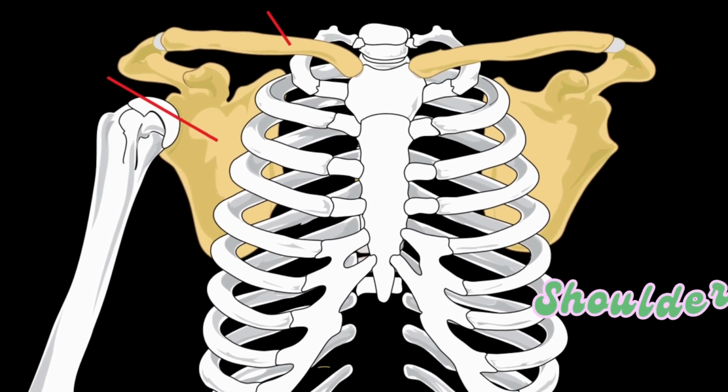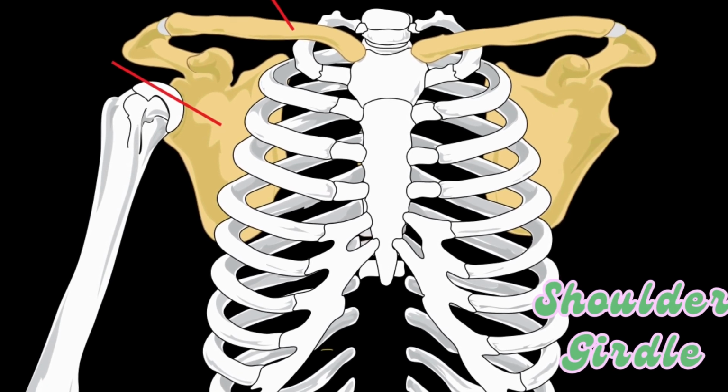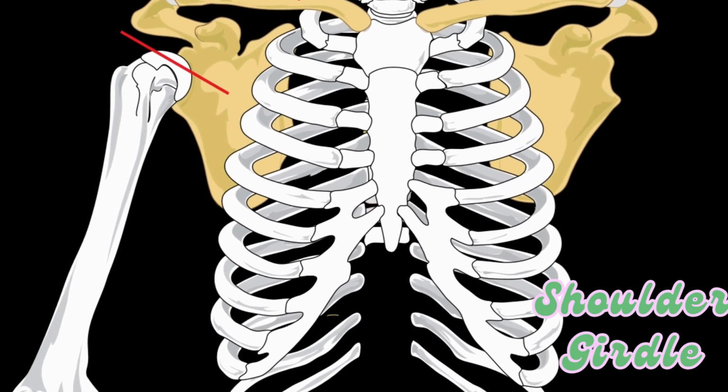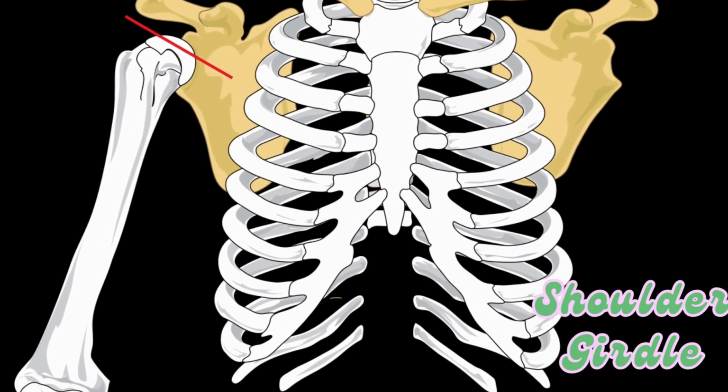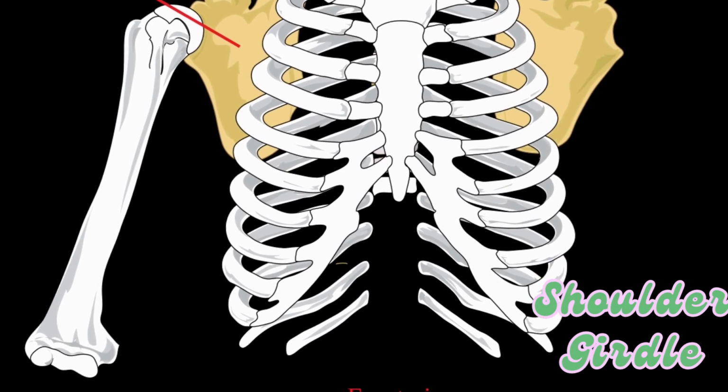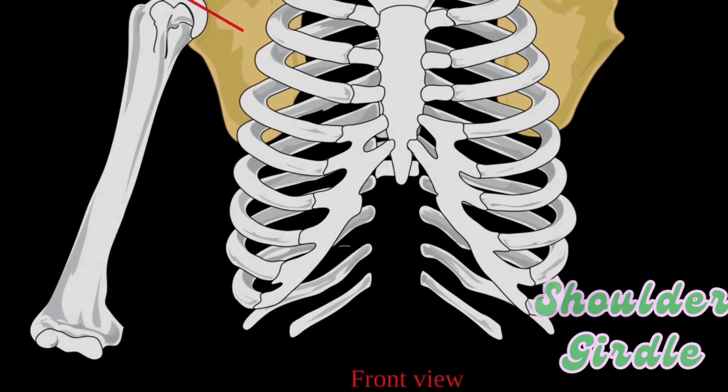The bones of the shoulder girdle allow the upper limbs to have a large range of motion and movement. It is composed of the clavicle, which is your collarbone, and the scapula, which is your shoulder blade. The shoulder girdle, also known as the pectoral girdle, is what the arm bones connect to.